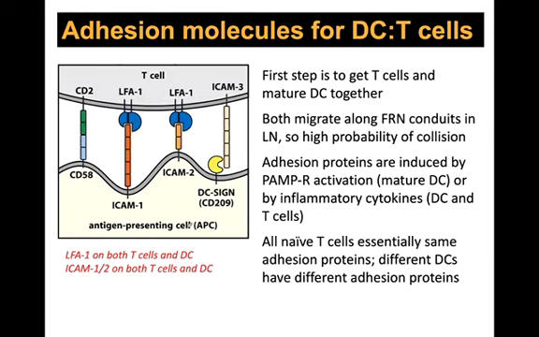Now, some dendritic cells have different adhesion proteins. We're not going to get into that. We're just going to treat dendritic cells essentially all the same. The reason that some have different adhesion proteins is some are better at activating CD4 cells versus CD8 cells, but I don't think that that's terribly important for just understanding initiation of the immune response.